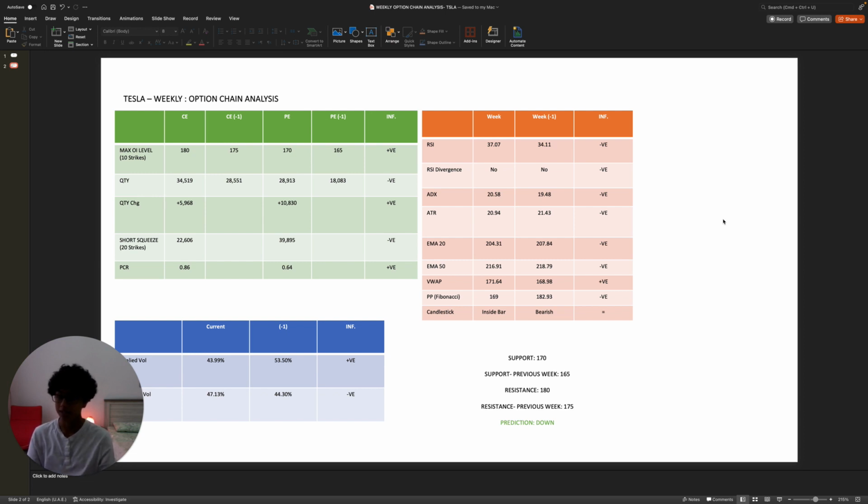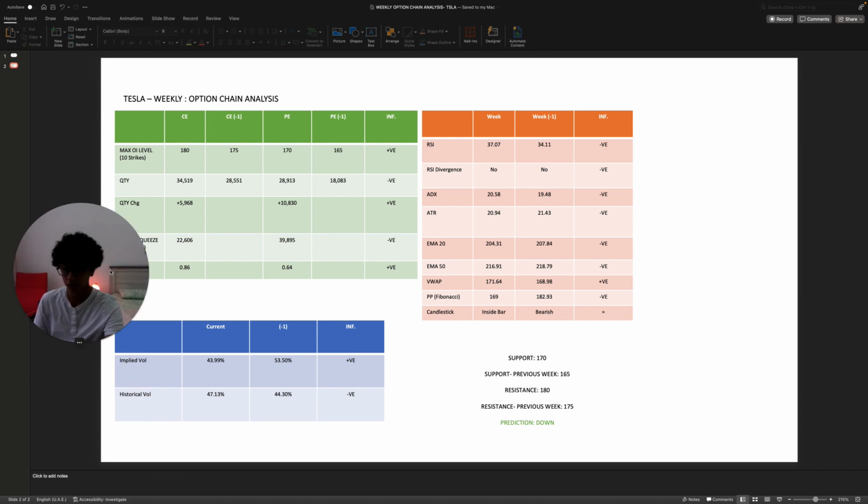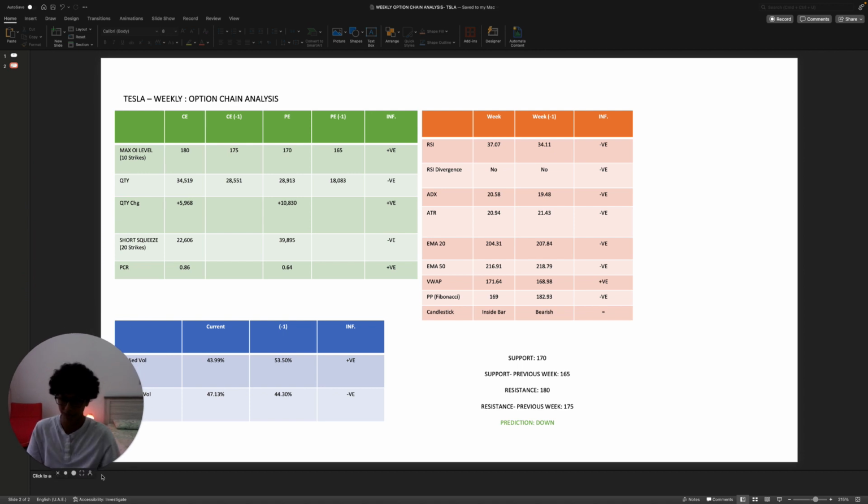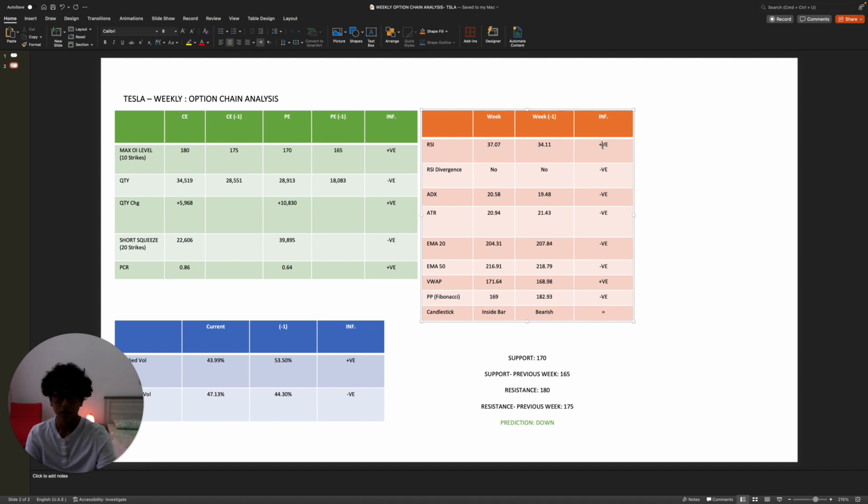And PCR is 0.86 this week, which is higher than last week, but is definitely positive in terms of it's a contrarian signal. Implied volatility has gone down but historical volatility has gone up, so that's a positive and negative respectively. RSI has gone up, which is positive in this case.